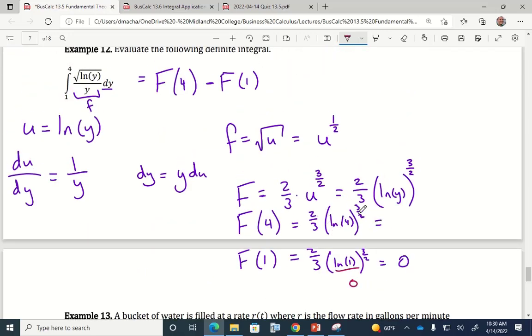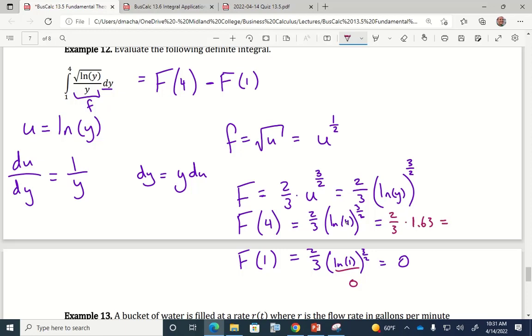Did anybody plug this into their calculator? Did you figure out what is natural log of 4? Just the natural log of 4? 1.38? Yes, should be 1.38. And what is 1.38 to the power 1.5? 1.63? Okay, so then what's 2/3 times 1.63?